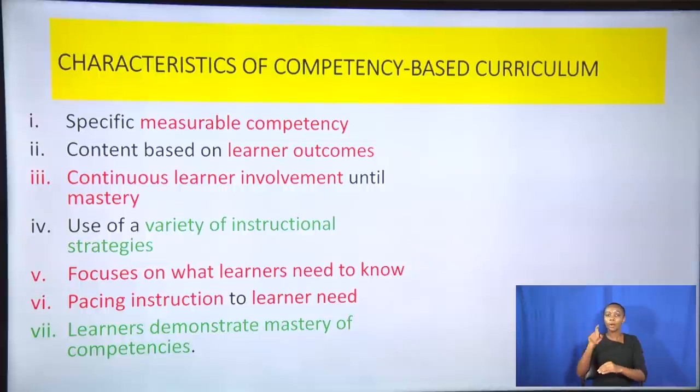And the learning outcomes, of course, must be SMART. They must be overt, that is, they are measurable. When you talk about the performance verbs of that learning outcome, you are saying what will the learner be able to do at the end of the particular learning. So what level will they perform? Number three, continuous learner involvement until mastery. So we engage the learner. Learner engagement is very, very key in CBC, that the learner is involved entirely until they acquire the skill.